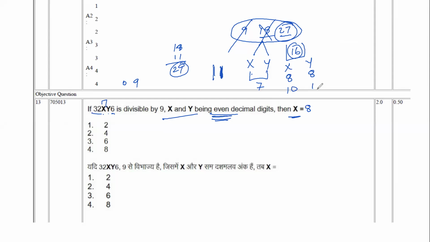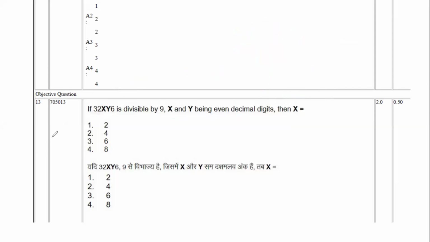The other options are 10 and 6, but you can only take digits from 0 to 9. So 10 is out, 6 is out. Any other total that gives you 16 is 9 and 7, but they are odd and they both need to be even. So these two are out. So just go for 8, and that's about it. That was 13. Let's move on to 14.